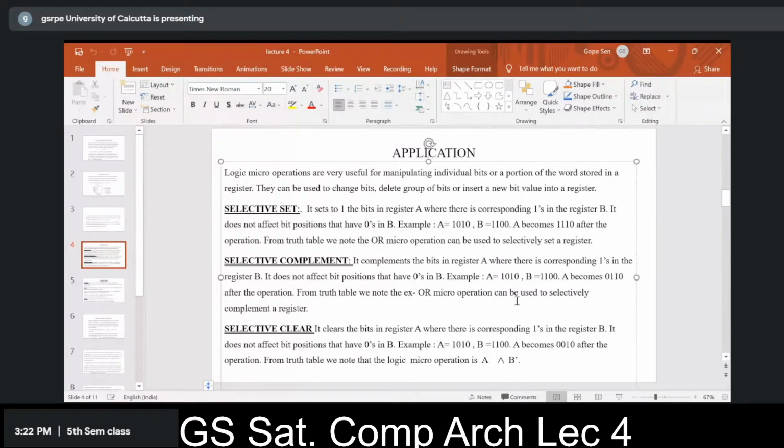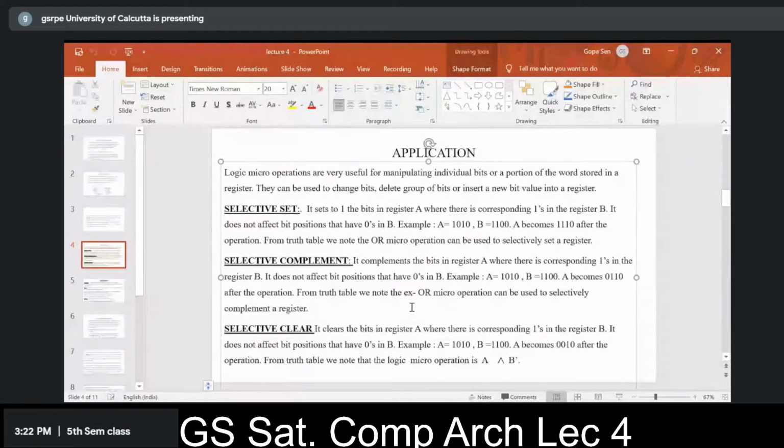So your initial A was 1010, B was 1100, and final A is 0110. So what will be the logic gate required to execute selective complement? Look at the truth table and you will see that the XOR micro operation can be used to selectively complement a register. The logic micro operation required is the XOR operation.